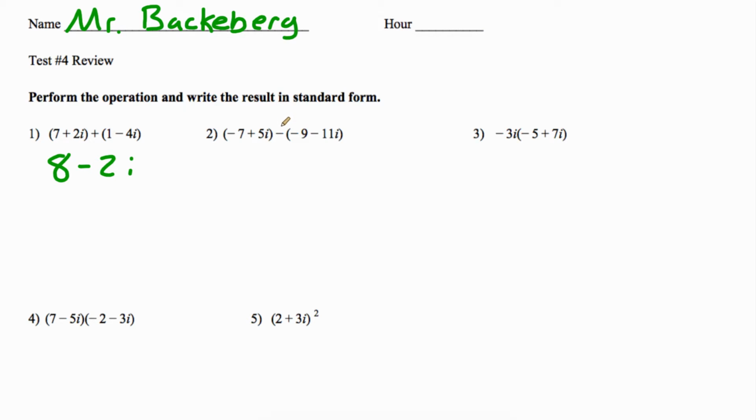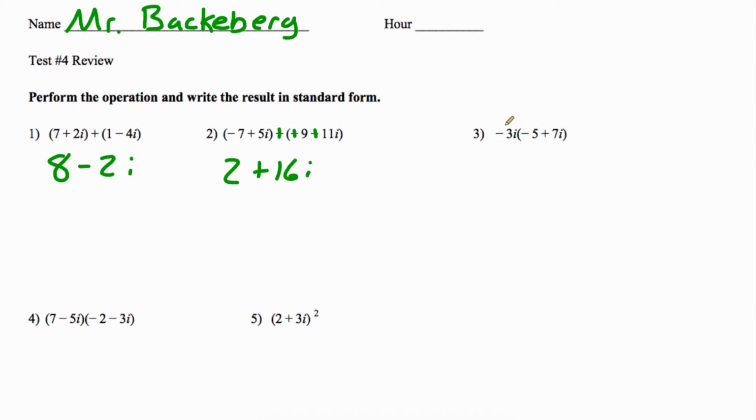In number 2, we're doing some subtraction, so I'm going to distribute that negative through to turn it into an addition problem. Then we have to take negative 7 plus 9, which is 2, and then 5i plus 11i gives us 16i, and that's our answer for that one.